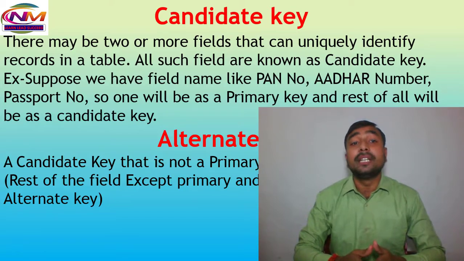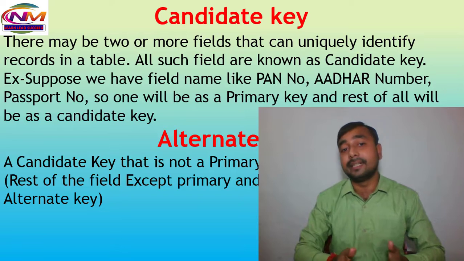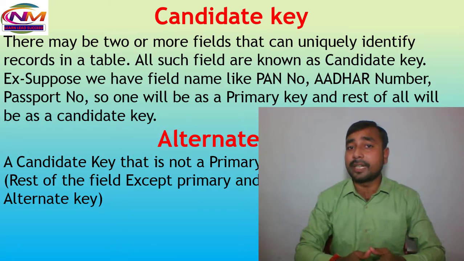Example I have also mentioned here. Suppose we have field names like PAN number, Aadhaar number, and passport number. Any one of the three can behave as a primary key, and the rest of the two are able to store the unique value but we have not selected them as a primary key, so those are known as candidate keys. So hope you understood about the candidate key.